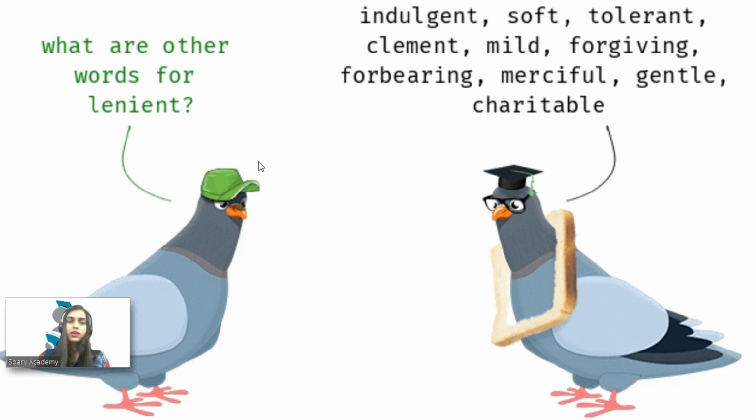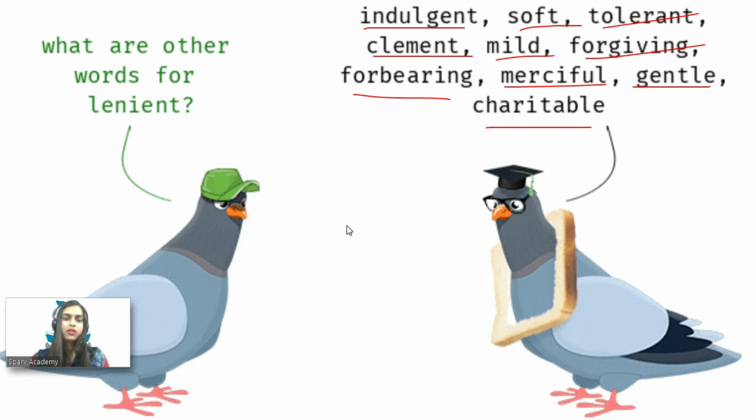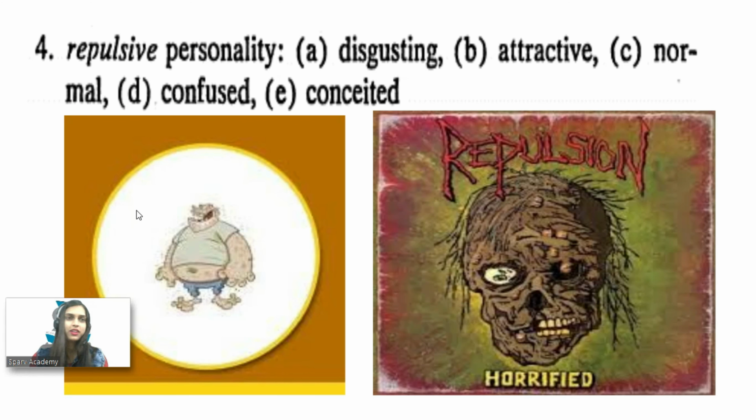Next, we can see more words for lenient. The synonyms of lenient are soft, indulgent, tolerant, clement, mild, forgiving, forbearing, merciful, gentle, and charitable. So here we have completed three phrases with the italic word.